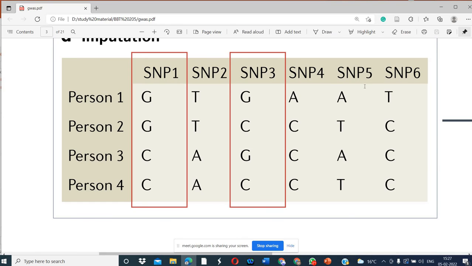Ma'am, person 2 and person 4. Okay, person 2 and person 4. Why is person 3 also common? C or C. So person 2, person 3 and person 4, we can group them together in one group, is it true? Yes, ma'am. Person 1 has the rare variant. Okay. So now it is clear?